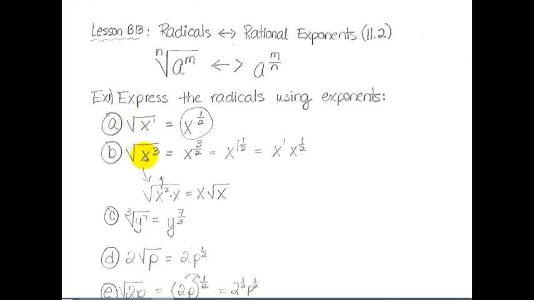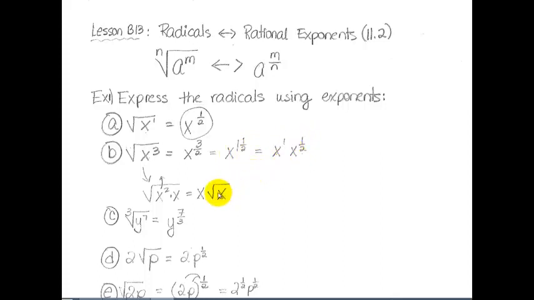I have the square root of x to the third, and x to the third you can rewrite as x to the 3/2. Also remember, 3/2 is the same thing as 2 goes into 3 one time. You copy the 2. 2 times 1 is 2. To get to 3 you need 1. So basically you have x to the first times x to the 1/2.